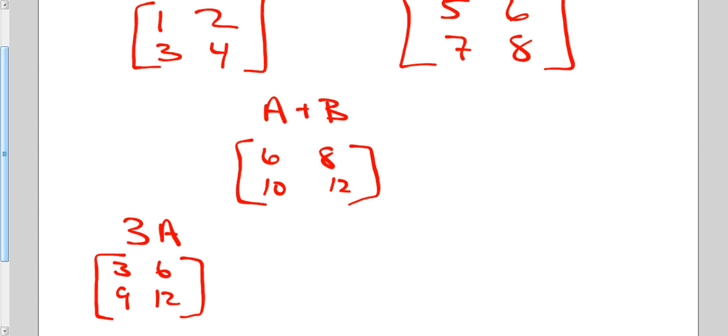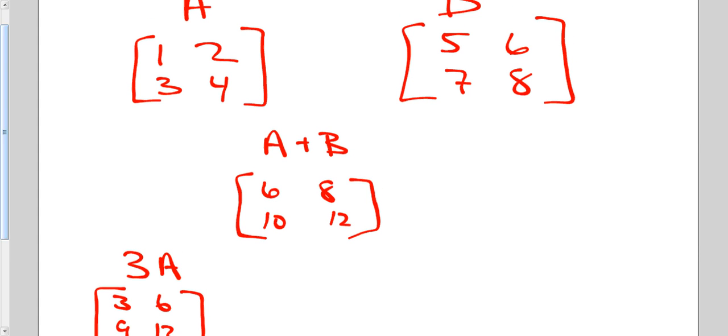Now, let's do this in blue because I'm getting sick of the red. Let's do 2A plus 6B. How would I do that? 2, 4, 6, 8 plus 30, 36, 42, 48. So Henry simply took 2 times that plus 6 times that. And then we come up with a what by what matrix? 2 by 2. Good. Okay.